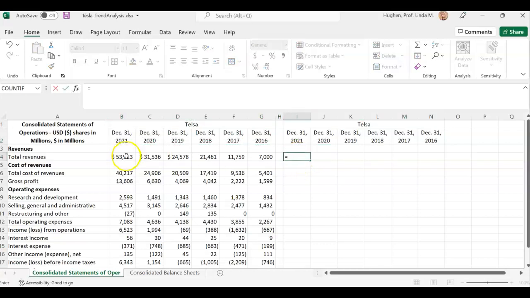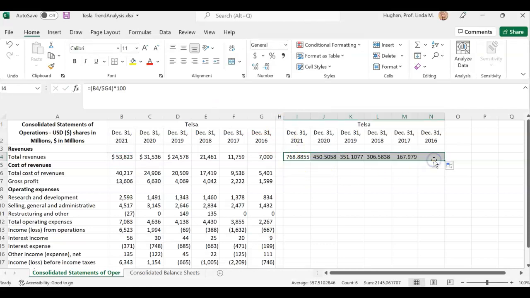And I'm going to set each financial statement item as a percentage of some base year. And our base year is the earliest year here, which is the fiscal year 2016. And convention says multiply it by 100. I'm going to lock the reference to column G and drag this across. And then I'm going to drag this down.